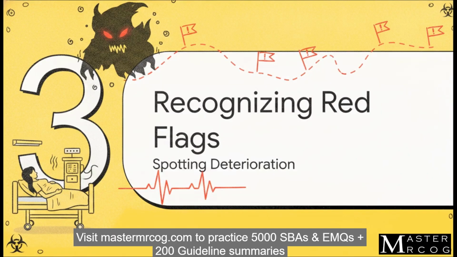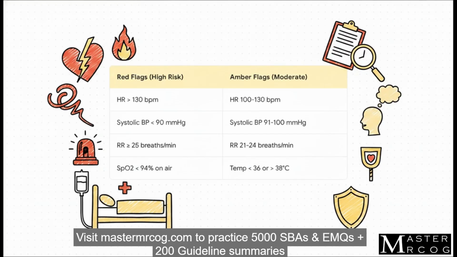Moving right along to Section 3, recognizing sepsis red flags. On the ward, you have to instantly differentiate between your moderate risk and high-risk patients. Amber flags, things like a heart rate between 100 and 130, or a respiratory rate of 21 to 24, require a senior clinical review within 1 hour.